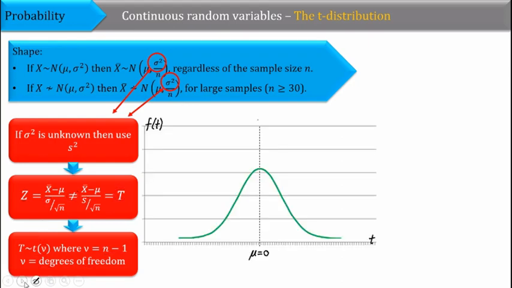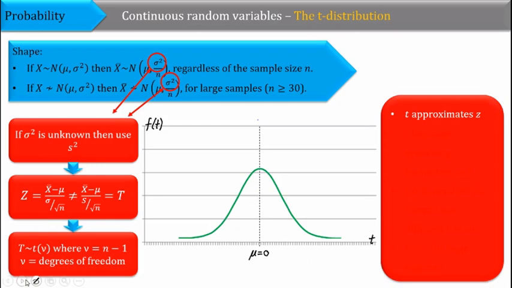Now, let's look at the properties of T. Well, T approximates Z. Now what is Z? It is simply a distance. In other words, a number of standard deviations. And we can see from the calculation here that T is also a number of standard deviations. However, T is a number of sample standard deviations and not like Z, population standard deviations. Okay, so it's a number of sample standard deviations, and as the sample sizes become bigger, T should become more like Z.